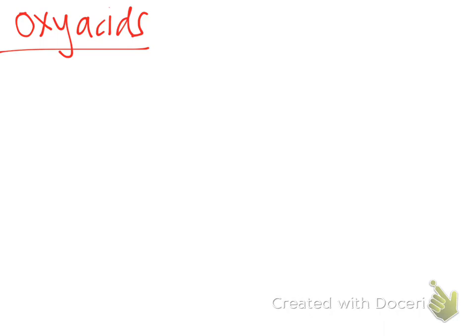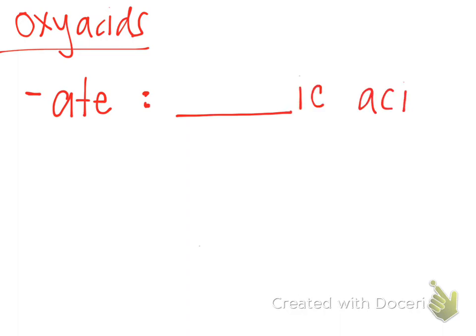So there's a couple different things that we need to think about here, and this is where your sheet really comes in handy. It tells us that if it comes from an ATE polyatomic ion, if our polyatomic ion ends in ATE, examples would be sulfate, phosphate, nitrate, carbonate. You see where I'm going with that? All those end in ATE. If it comes from an ATE, our acid should be named blank-ic acid.